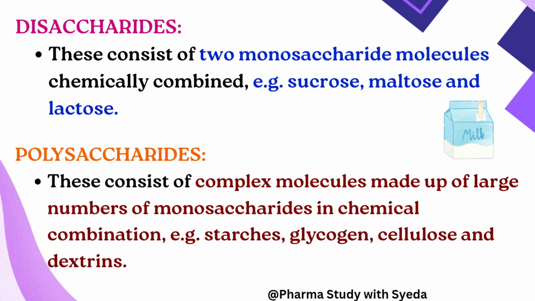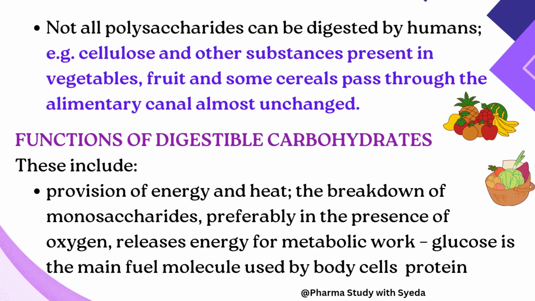Disaccharides. These consist of two monosaccharide molecules chemically combined, examples sucrose, maltose and lactose. Polysaccharides. These consist of complex molecules made up of large numbers of monosaccharides in chemical combination, for example starches, glycogen, cellulose and dextrins. Not all polysaccharides can be digested by humans, for example cellulose and other substances present in vegetables, fruit and some cereals pass through the alimentary canal almost unchanged.